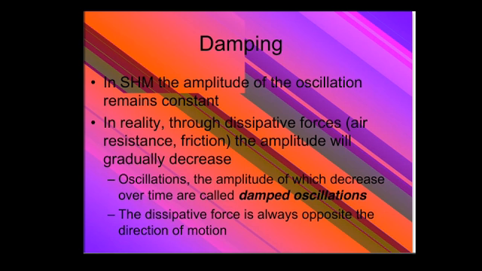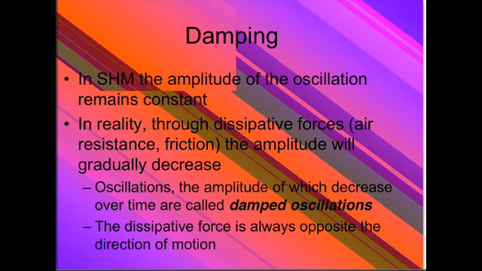If we're talking about true simple harmonic motion, in an ideal situation, the amplitude of the oscillation would remain constant. That means that it would go to the same maximum displacement every single time in every single oscillation. But we know that if we pull a pendulum back and release it, or get a spring oscillating up and down and let it go, eventually those two systems are going to come to rest because of the forces of friction and air resistance. And we're going to see that amplitude decrease gradually over time.